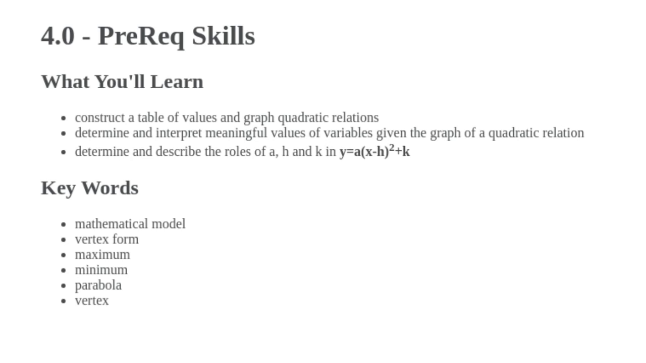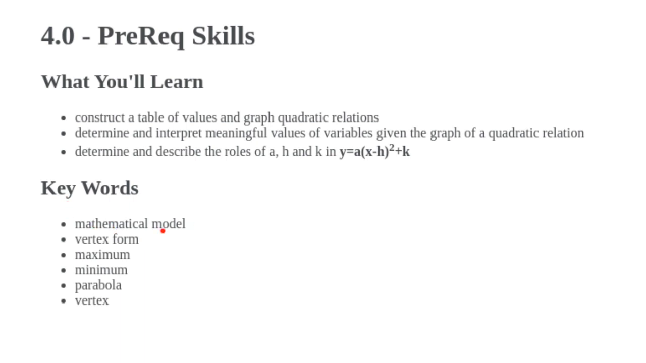So we're going to be starting a new unit, and in this new unit, we need to identify prerequisite skills that we need to start with. But first, let's tell you what you're going to learn about. In this new unit called Quadratics Part 1, we're going to learn about constructing a table of values and graphing quadratic relations. We're also going to determine how to interpret meaningful values of variables given the graph of a quadratic equation. We're also going to understand what the roles of A, H, and K are in this equation, which is what we call the vertex form of a parabola. You'll find out about that as we go along.